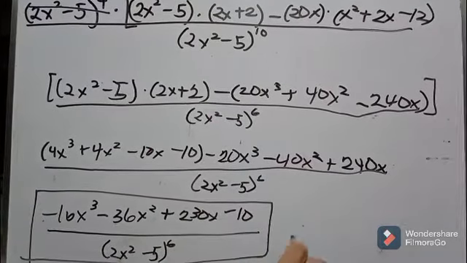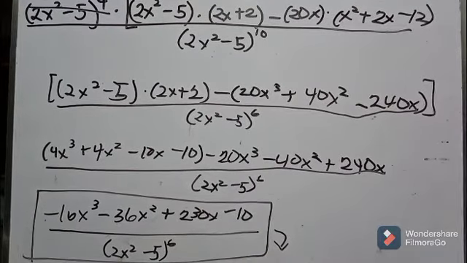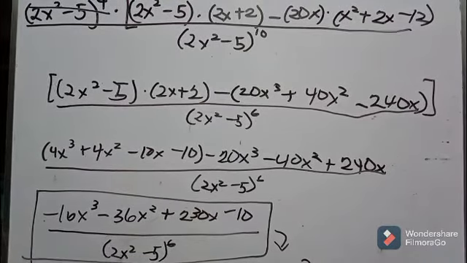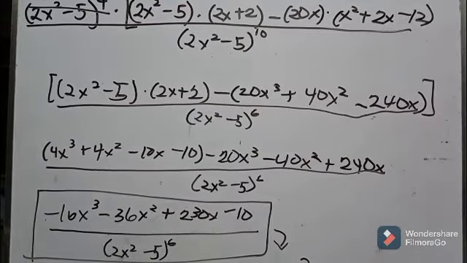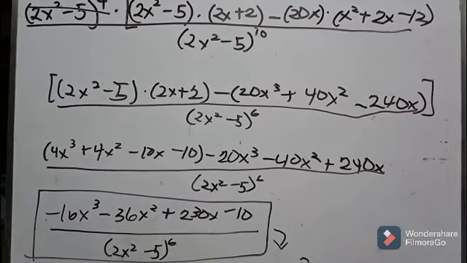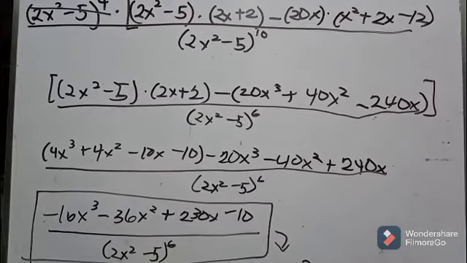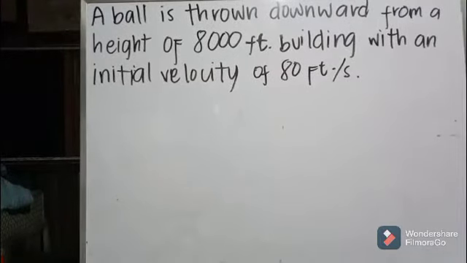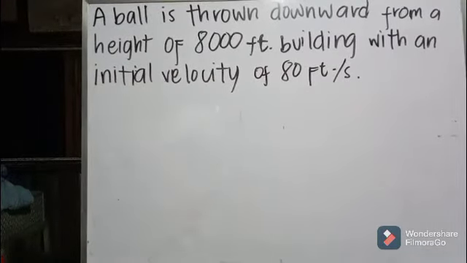to derivatives of x squared plus 2x minus 12 over 2x squared minus 5 raised to 5 using the quotient rule and the chain rule. The third problem is about position, velocity, and acceleration.